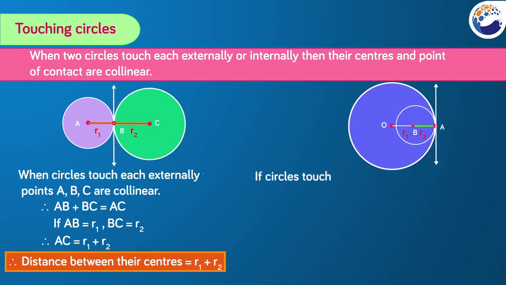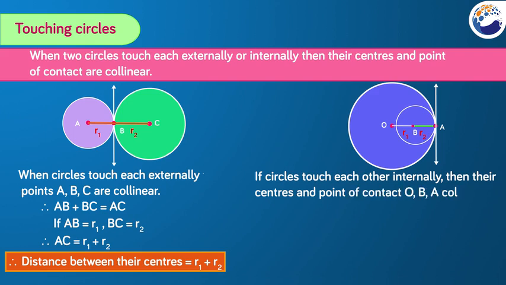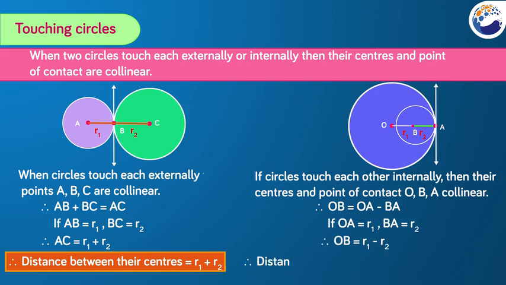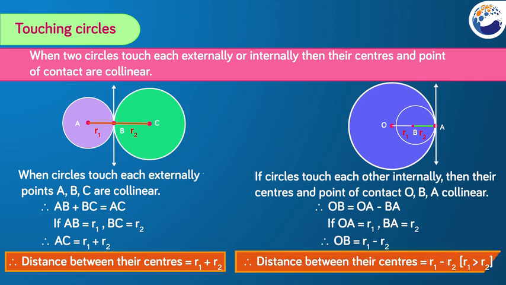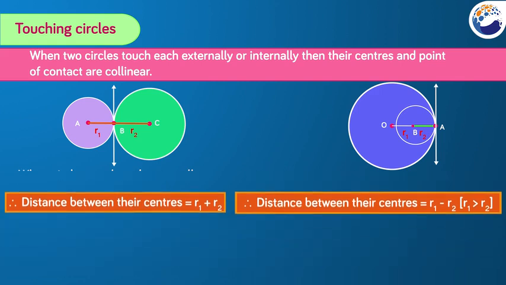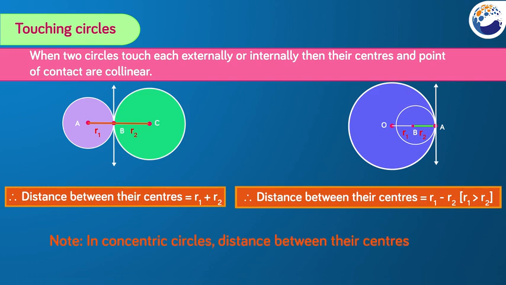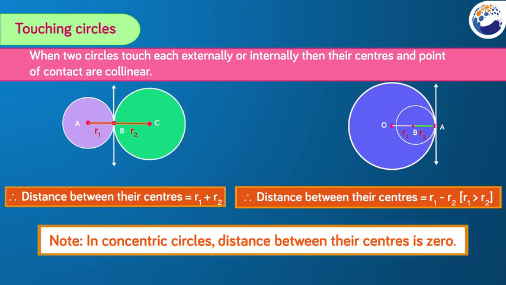If circles touch each other internally, then their centers and point of contact are collinear. Therefore, O, B, A are collinear. Therefore, OB is equal to OA minus BA. If OA is equal to R1, BA is equal to R2, therefore OB is equal to R1 minus R2. Therefore, distance between their centers is equal to R1 minus R2, since R1 is greater than R2. Note: in concentric circles, distance between their centers is 0.